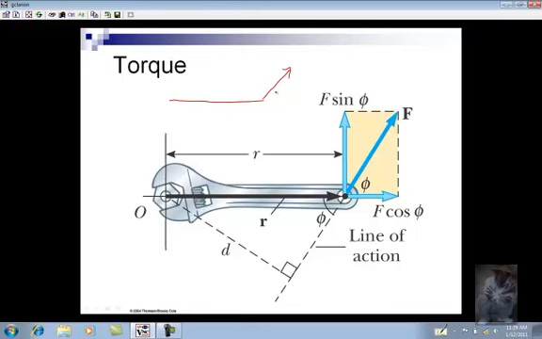Again, these are notes that are not on your notes packet there. When I apply a force on it, I have to understand where the axis of rotation is. So right here, I'm going to call this the axis of rotation.